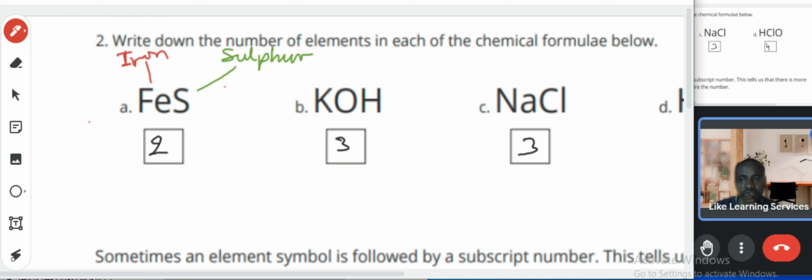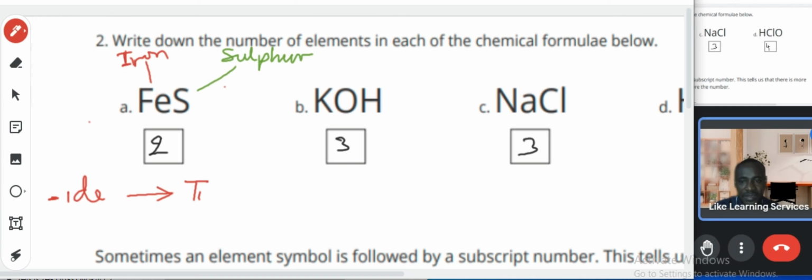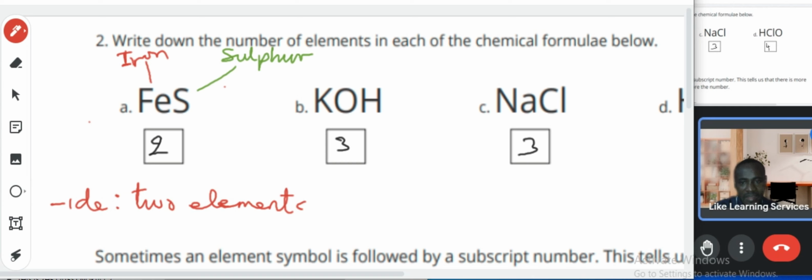You know, I told you something about IDE. Whenever you have IDE, it means two elements are involved. IDE means there will be two elements, so that I can write the name underneath each question. So you use IDE for two elements. Two elements, we end in IDE.